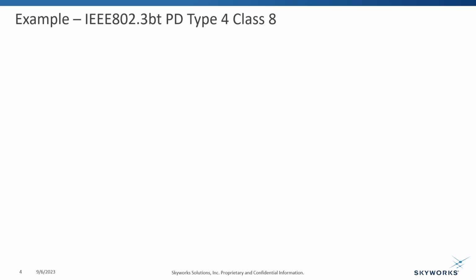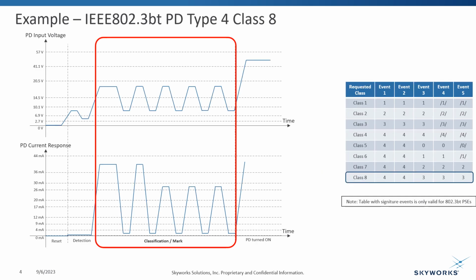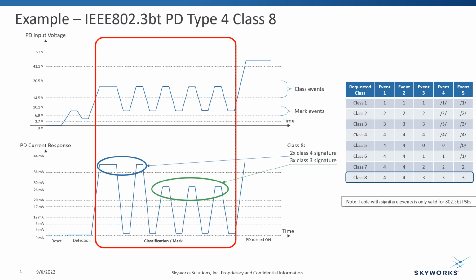Let's see an example. In the left figure, we can see the voltage and current waveforms of a Type 4 Class 8 system. To see how many class signatures are produced by the PD for each class, we can take a look at the table on the right side. As you can see, after a successful detection, the voltage goes up to the class event voltage range, then decreases to the mark range to designate that a class event has occurred. In case of a class 5, 6, 7, or as in this case class 8 identification, after 2 class 4 signatures, the current in the following class events will be in the corresponding class signature range. In this case, there are 3 class 3 signatures.